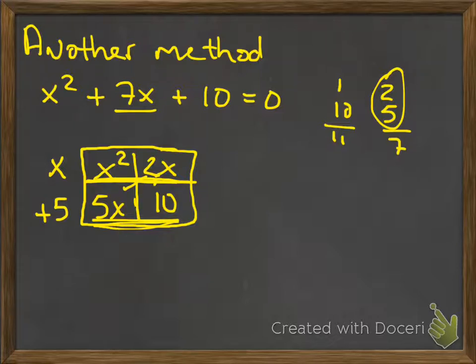Now let's look at the column. x squared and 5x. What do they both have in common? They both have an x. 2x and 10. What do they both have in common? They're both divisible by positive 2.